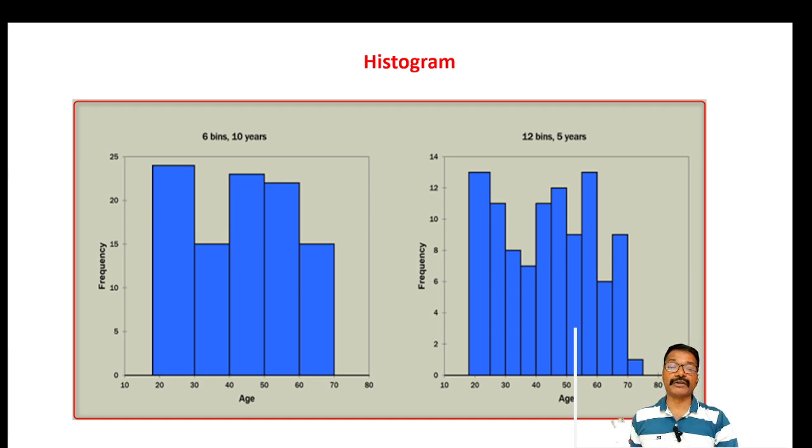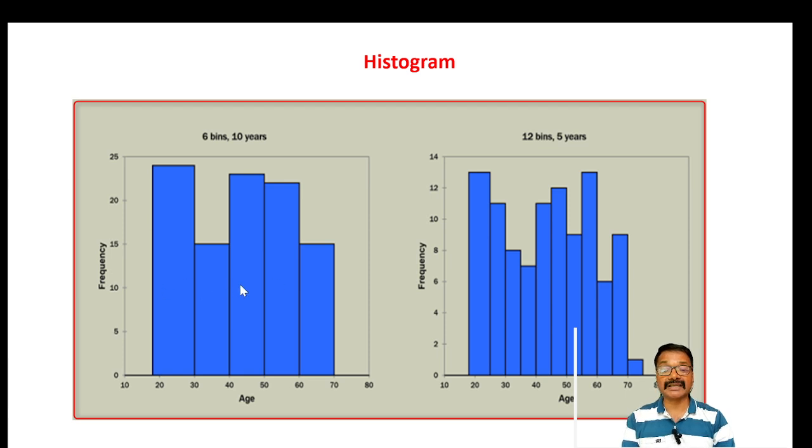If I want more resolution, I can go for more bins. Of course, the range of each bin will be reduced. In this case, there are 12 bins with a range of 5 years. Now here you can see a clear, good interpretation and resolution: maximum people at the age of 20 are using it, then it is declining up to the age of 40, again it is increasing, then again it is declining. That kind of interpretation you can make from this kind of graph, which is called a histogram.